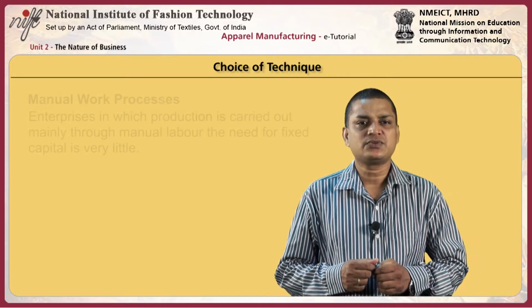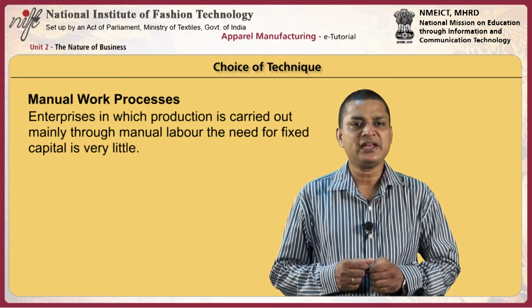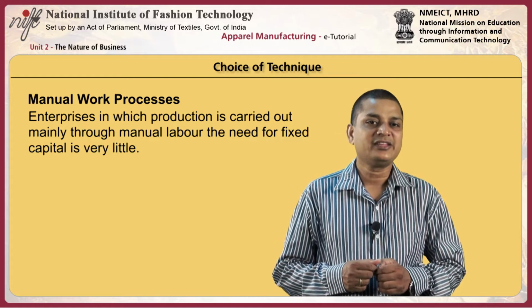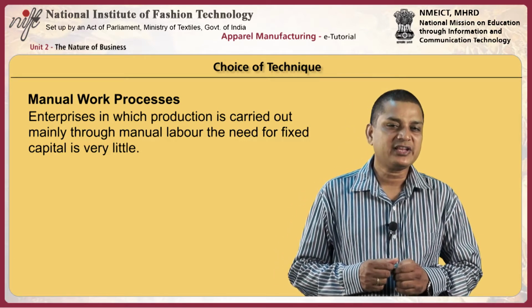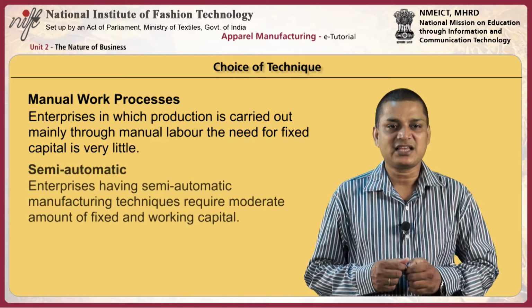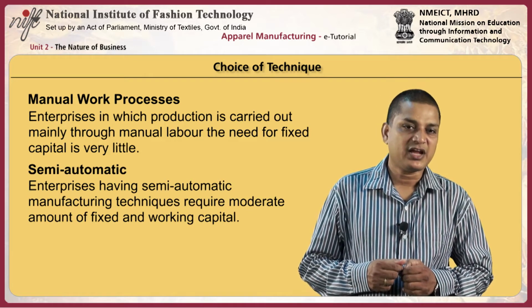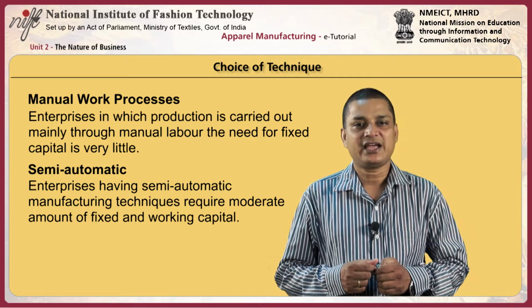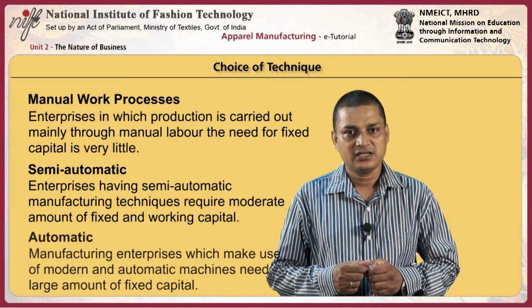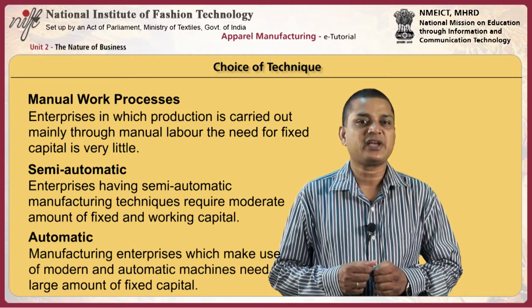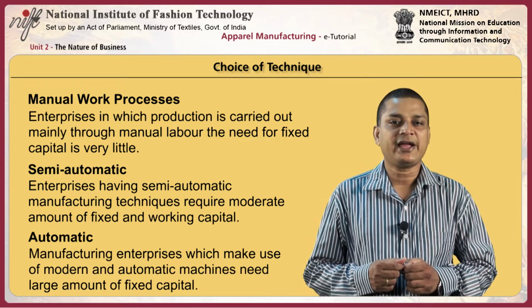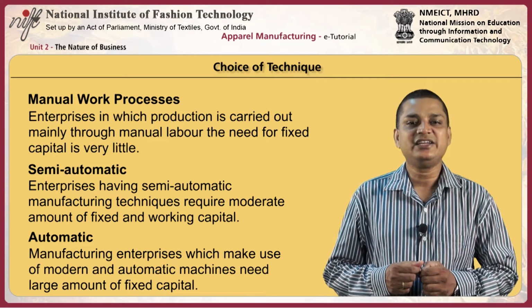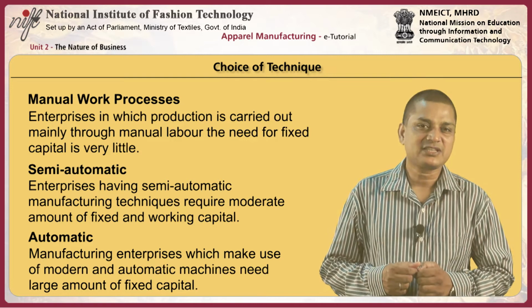In enterprises where production is carried out mainly through manual labor, the need of fixed capital is very little. Enterprises having semi-automatic manufacturing technique require a moderate amount of fixed and working capital. Manufacturing enterprises which make use of modern and automatic machines need a larger amount of fixed capital.